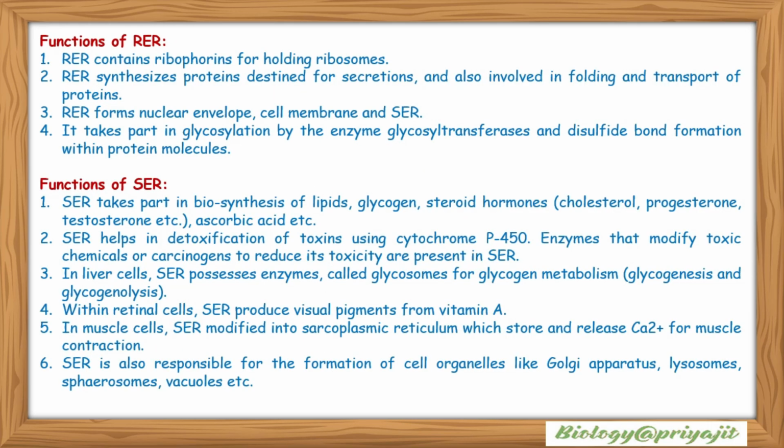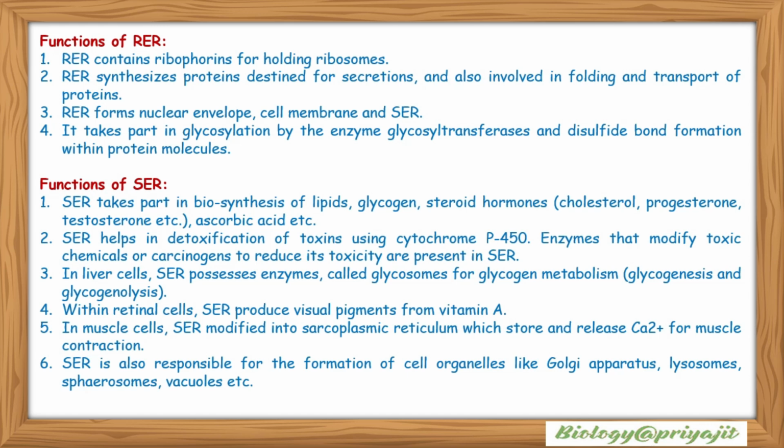Functions of RER. RER contains ribophorins for attachment of ribosomes on their surface. RER synthesizes proteins destined for secretion and is also involved in folding and transport of proteins. RER forms the nuclear envelope, cell membrane, and ACR. It takes part in glycosylation by the enzyme glycosyltransferases and disulfide bond formation within the protein molecules. Functions of ACR. ACR takes part in synthesis of lipids, glycogen, and steroid hormones like cholesterol, progesterone, testosterone, etc., and ascorbic acid.